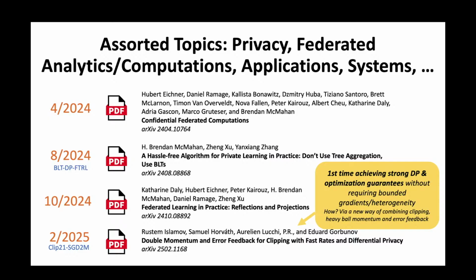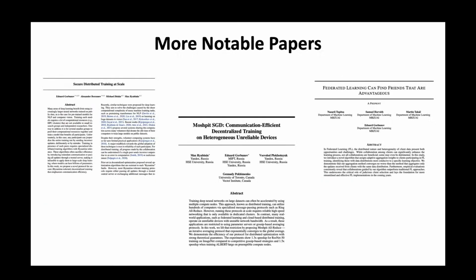There's some other topics having to do with privacy, analytics, application systems, and so on. Maybe I would highlight this one recent work where we achieved DP guarantees without strong optimization assumptions. Typically, you have these strong assumptions, and it took the community time to figure out how to get rid of them, and some other notable papers.